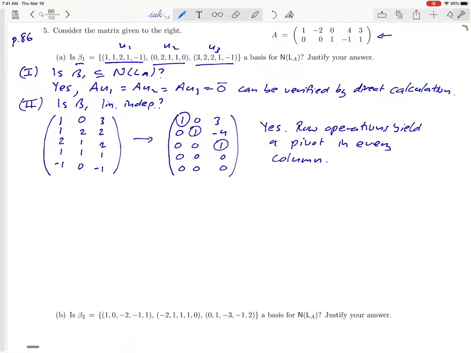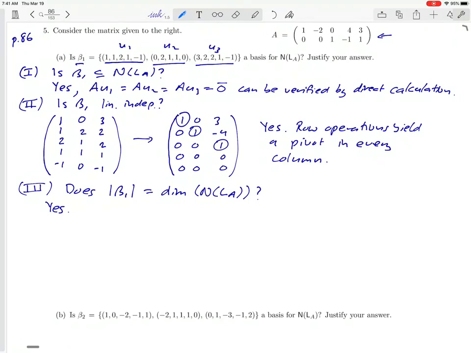In other words, if we can figure out what the dimension of this null space of L of A is, and we discover that the dimension is 3, then beta 1 being linearly independent suffices. We don't need to do any more than that. All right, so our third and final question, thing that we need to confirm, does the number of vectors in beta 1 match the dimension of our space? Okay, if it does, we have a basis. Okay, and I claim that the answer to this last question is also yes.